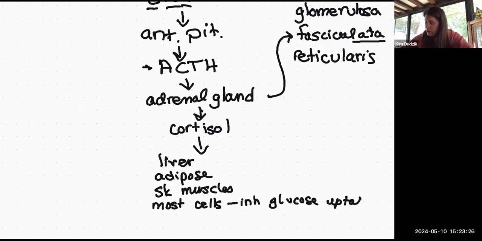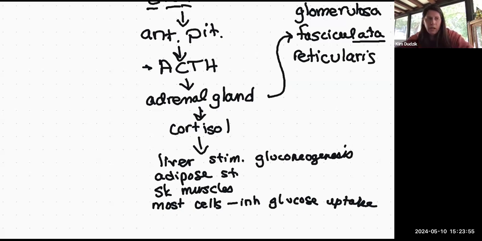In like your liver, it actually stimulates gluconeogenesis. Remember, that's making glucose from amino acids. It can stimulate lipolysis here. And remember, when we do that, we're breaking down the fatty acids and we can convert those into glucose, right? The liver also can stimulate glycogenolysis. And so again, that's taking the storage form, the glycogen, and converting it back to glucose. So anything that's going to increase plasma glucose levels, okay, that's the job of cortisol.